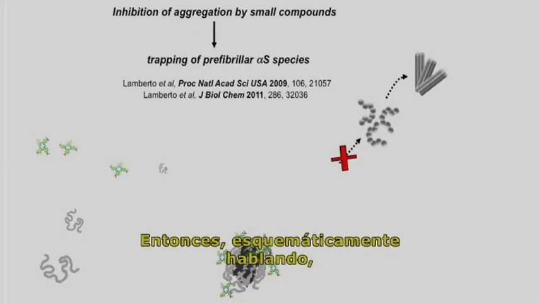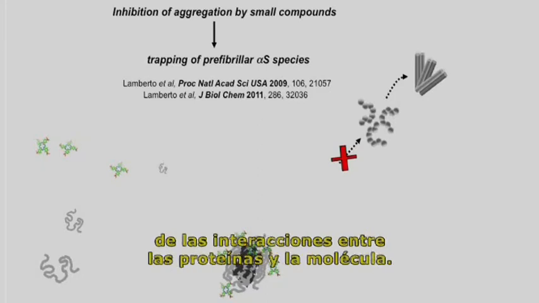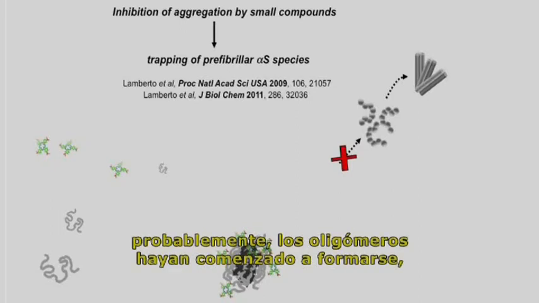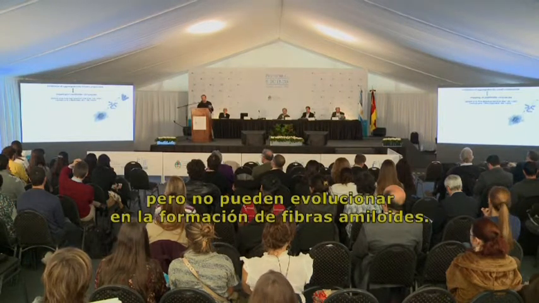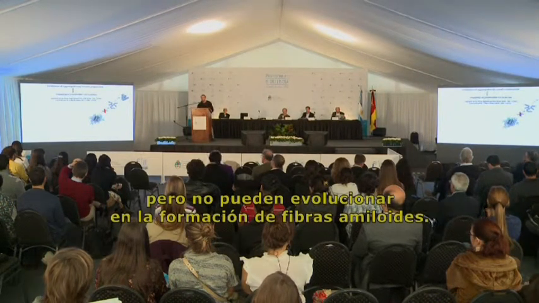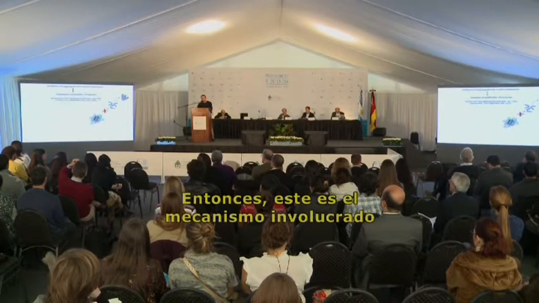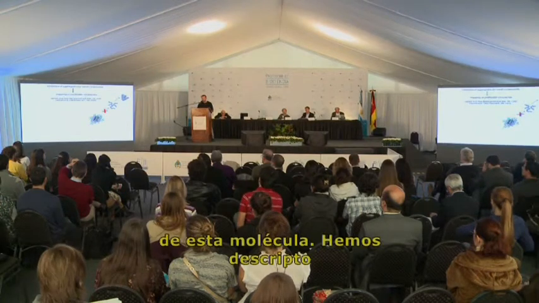So schematically, this is the mechanism. As you can see, there is interaction of small molecules with the protein. Then when the proteins start to form the first nuclei, probably the large oligomeric forms start to be formed, but they cannot evolve towards the formation of amyloid fibrils. So these are the intermediates that are being accumulated and that we are detecting. So this is the mechanism involved in the inhibitory effect displayed by this molecule.